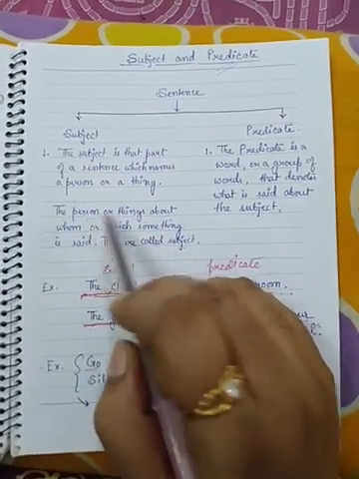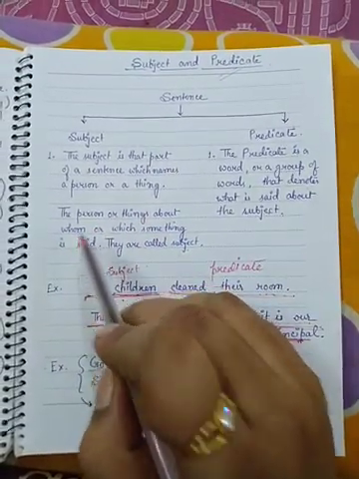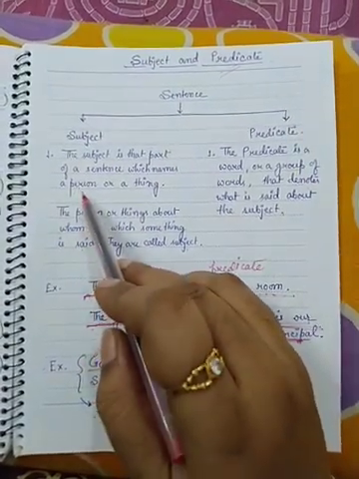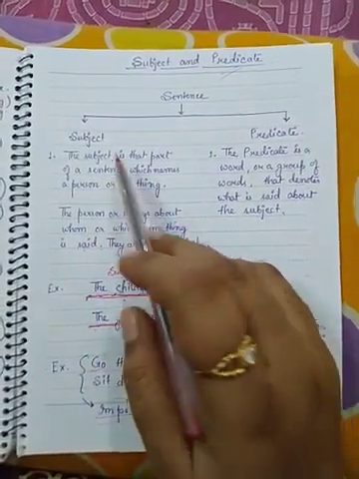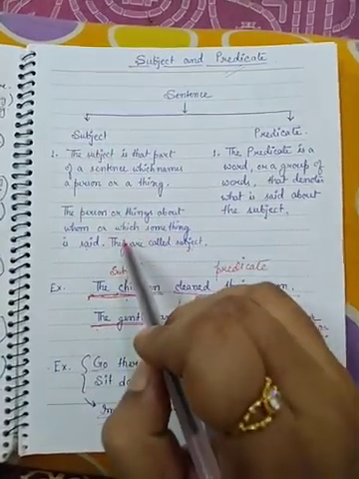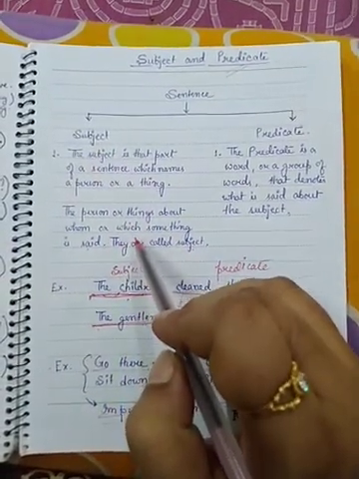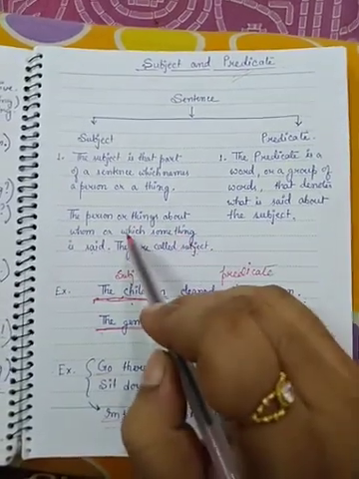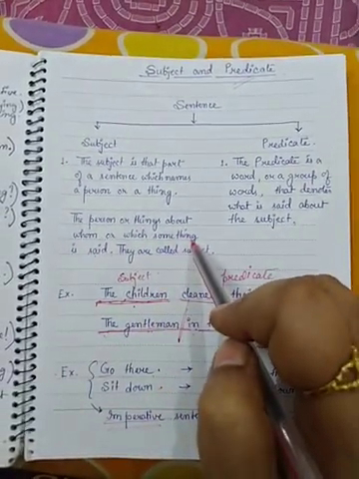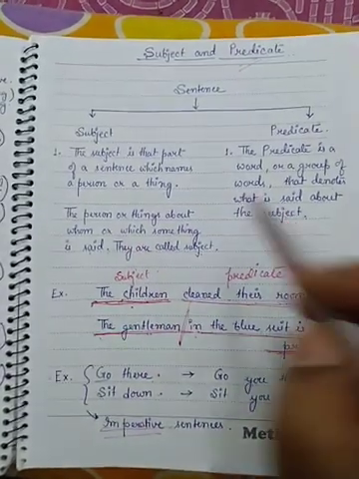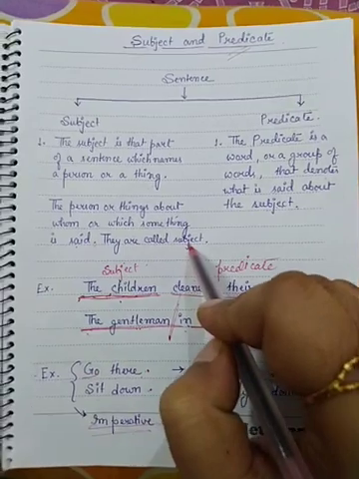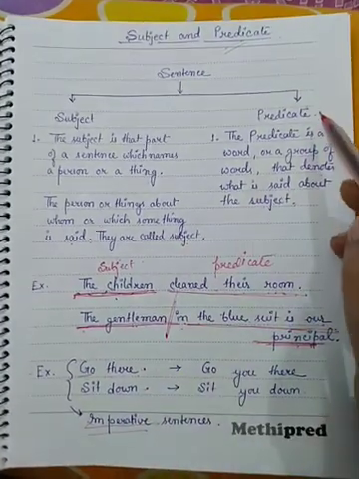The person or thing about whom or which something is said will be the subject of the sentence. The person or the thing about whom or which something is to be said in that sentence is called the subject of the sentence.